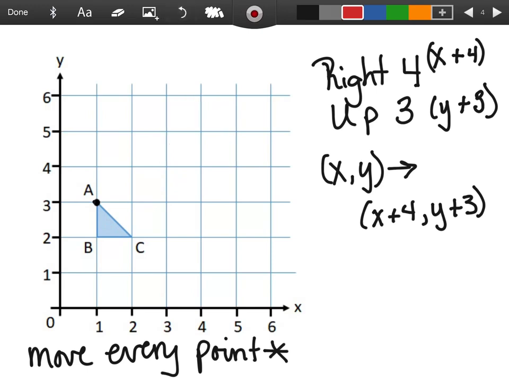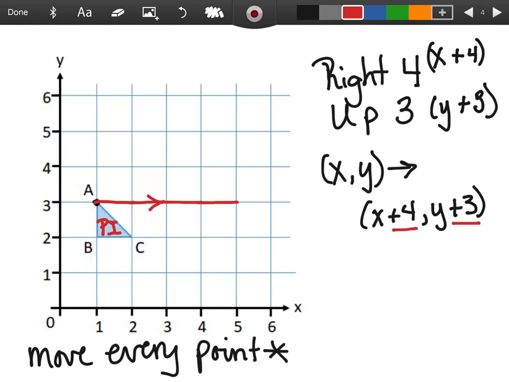Okay, so let's see if we can do that. I'm going to use red so I can tell the difference. Okay, remember, this is my pre-image, and I'm creating my image. So again, this is my pre-image. Okay, so to the right 4. So I'm going to start with A. I'm going to go to the right 1, 2, 3, 4, and then it says up 3.